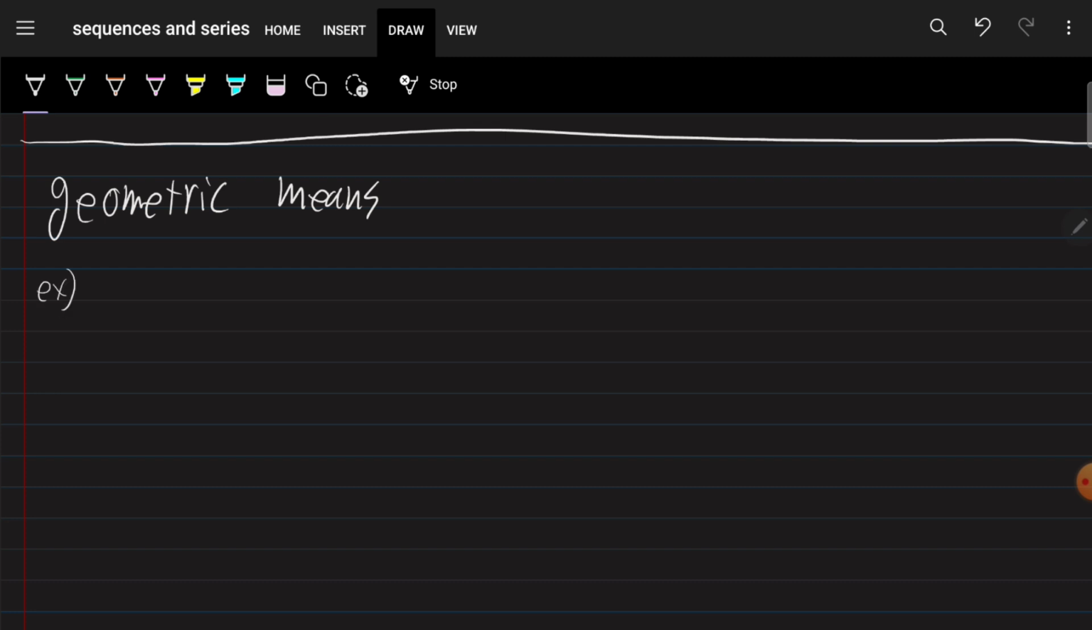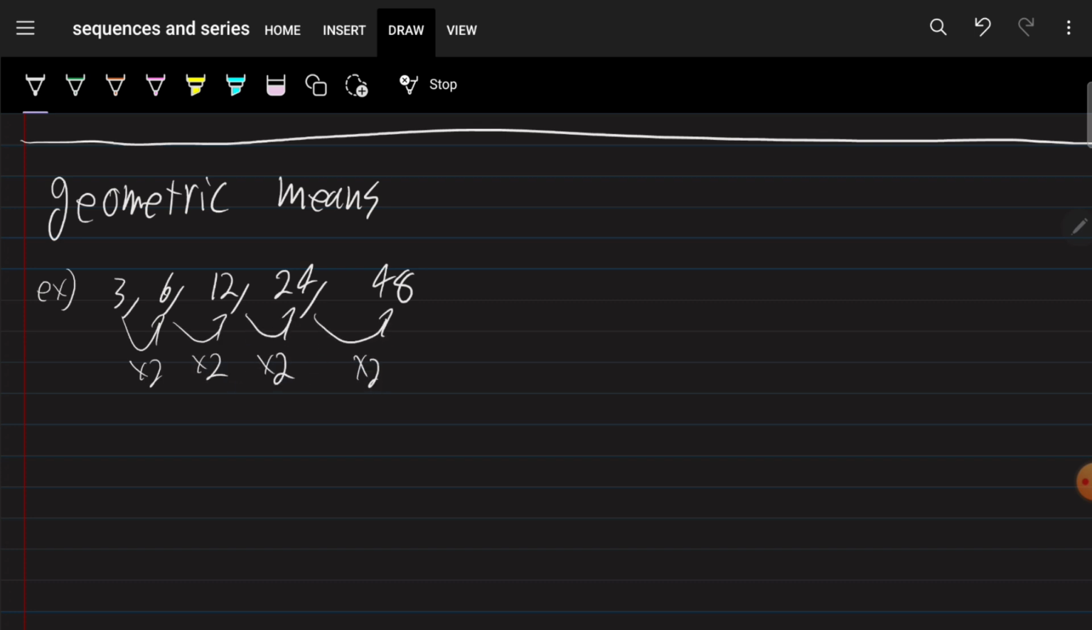Let's say we have a geometric sequence that goes like 3, 6, 12, 24, 48. So every time we are multiplying by 2, right? So this is definitely geometric because to get the next term, we multiply by the same number every time, right? So multiply by 2 every time to get the next term. Okay, so what does a geometric mean?